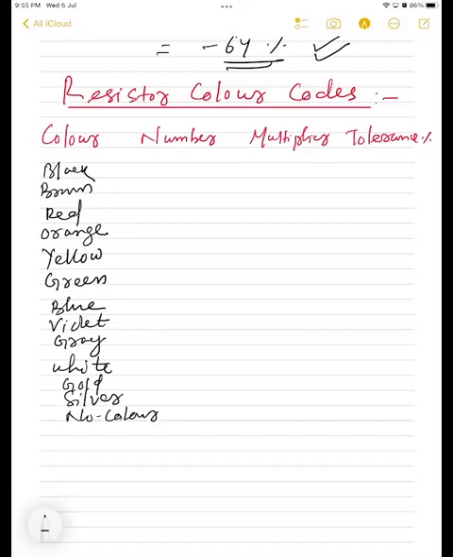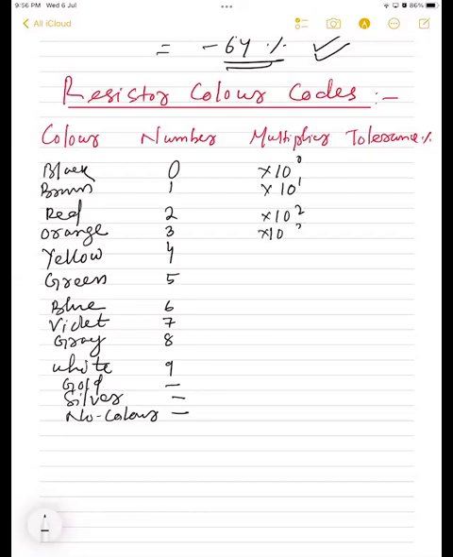Students, number means for black you can write here 0, for brown 1, red 2, orange 3, yellow 4, green 5, blue 6, violet 7, gray 8, right? White 9. And for gold, there is no value, it's only for tolerance, right? Multiplier is here into 10 to the power 0. Here 10 to the power 1. Here 10 to the power 2.